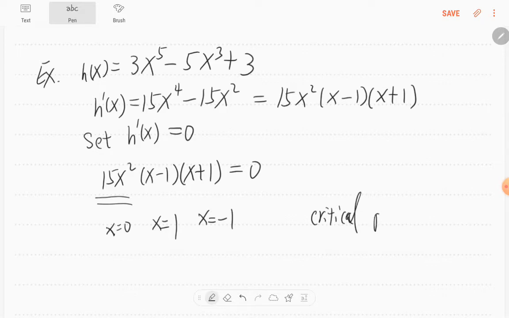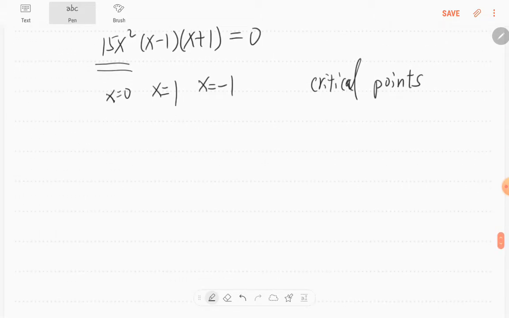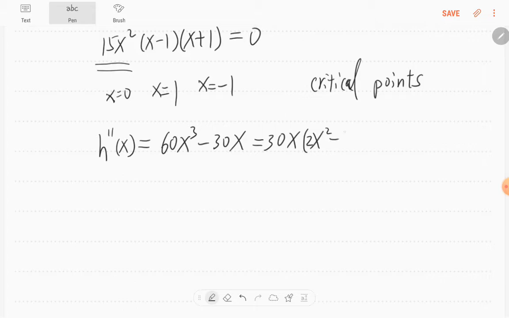Critical points. Then we just need to plug in what? Sorry, not F, it's the H double prime. So we still need to compute the H double prime, right? The H double prime we have computed already, which is 60x cubed minus 30x, which is 30x times 2x squared minus 1, right?